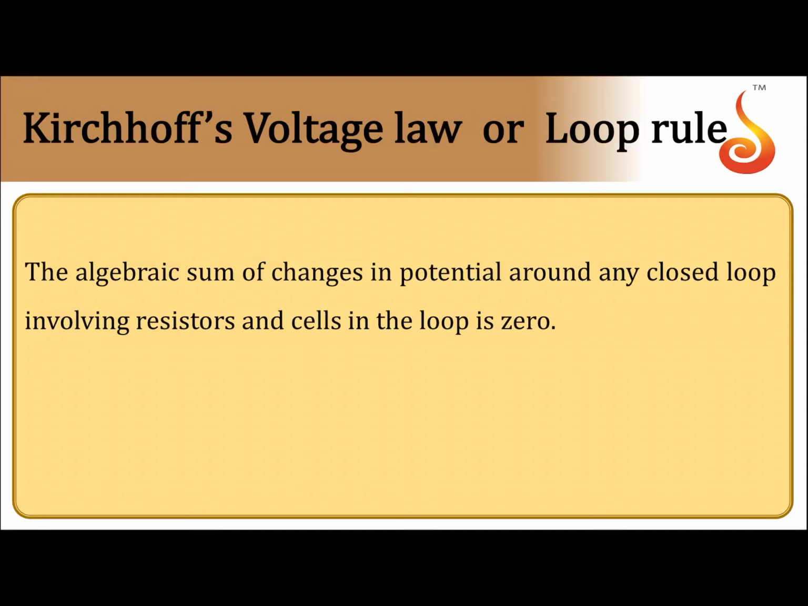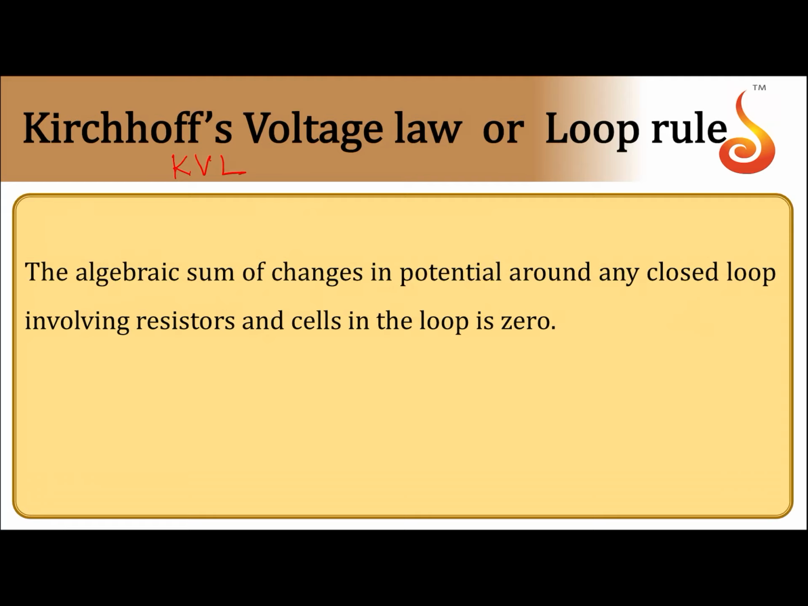Kirchhoff's voltage law or loop rule. It is generally abbreviated as KVL. According to Kirchhoff's voltage law, the algebraic sum of changes in potential around any closed loop involving resistors and cells in the loop is 0. Algebraic sum of changes in potential, that means potential difference, around any closed loop involving resistors and cells.